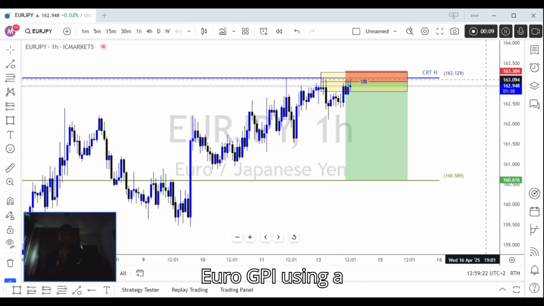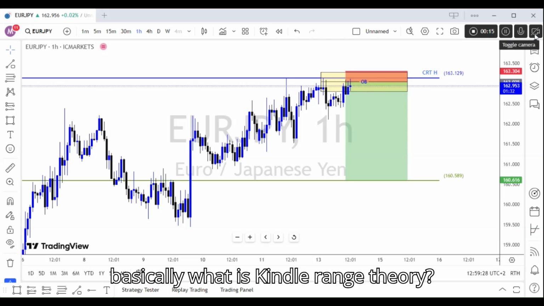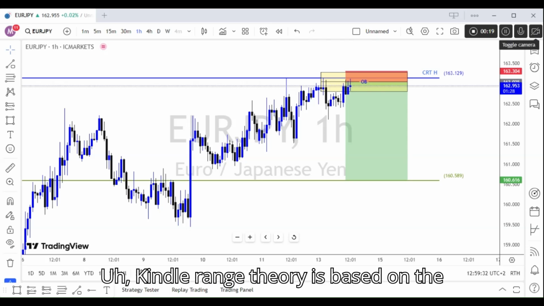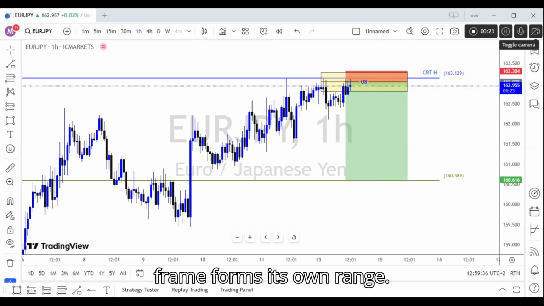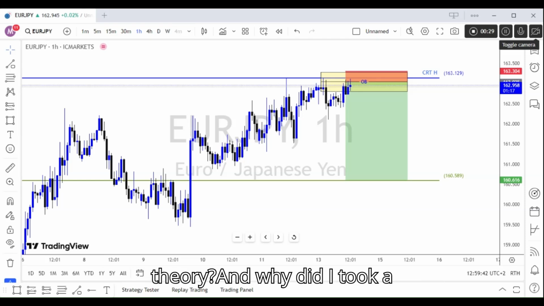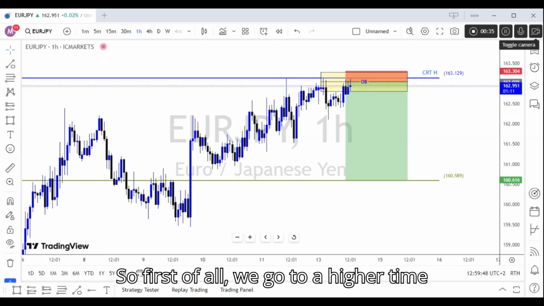Today I have analyzed Euro JPY using candle range theory. So basically, what is candle range theory? Candle range theory is based on the concept that every candle on any time frame forms its own range. I'll explain what candle range theory is and why I took a sell on this Euro JPY.